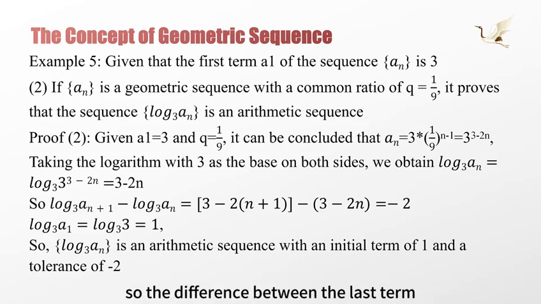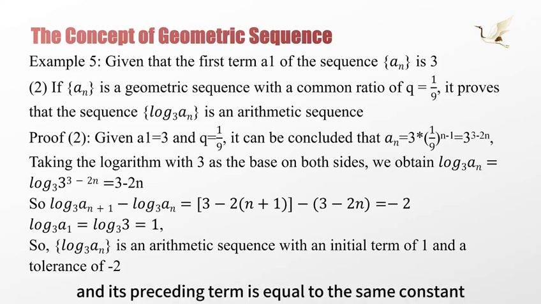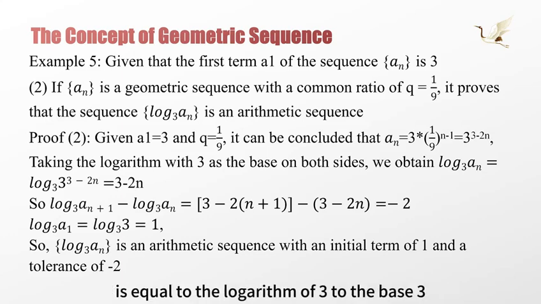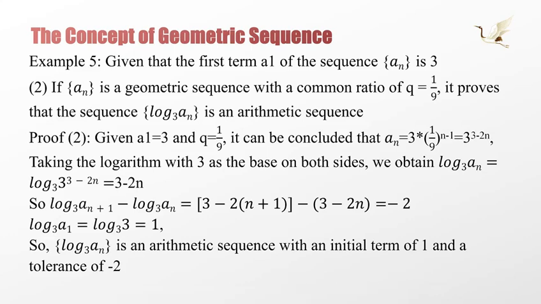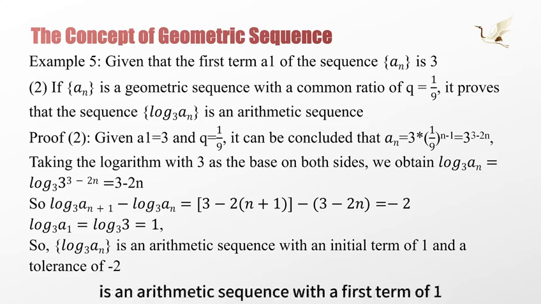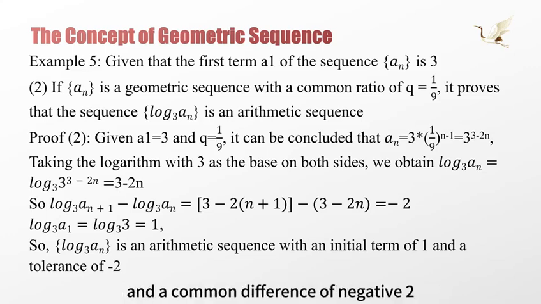So the difference between the latter term and the previous term of this sequence is equal to -2. That means from the second term onwards, the difference between each term and its preceding term is equal to the same constant -2. Since the logarithm of a1 to the base 3 is equal to the logarithm of 3 to the base 3, which is equal to 1, we know that the sequence of log base 3 of an is an arithmetic sequence with a first term of 1 and a common difference of -2.